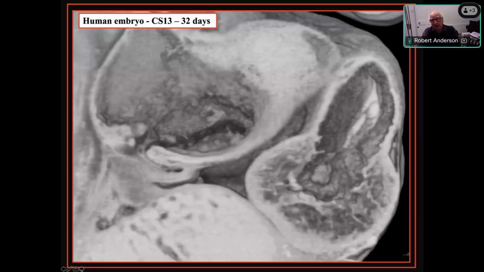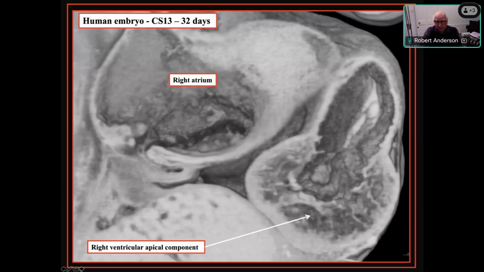So let's look again at this picture I showed you of a cut through the developing heart at Carnegie stage 13, at the beginning of the 5th week of development. This is the right atrium. The cut is replicating the oblique subcostal cut you can produce during your echocardiographic examinations. And we can see how already the right ventricle is developing its own apical component, but it supports the entirety of the outflow tract.